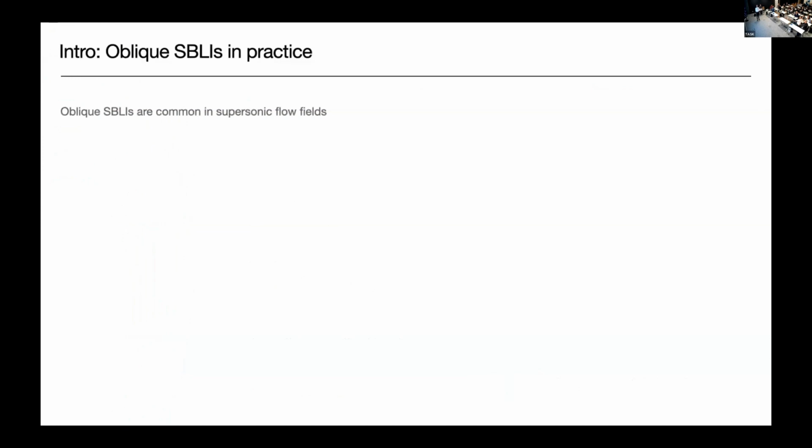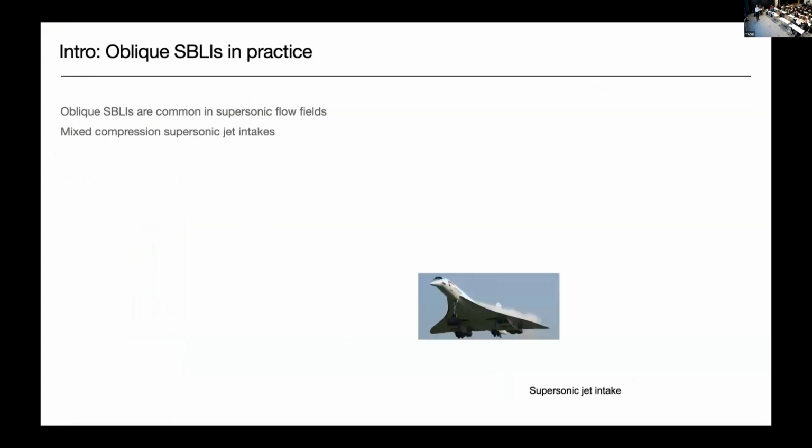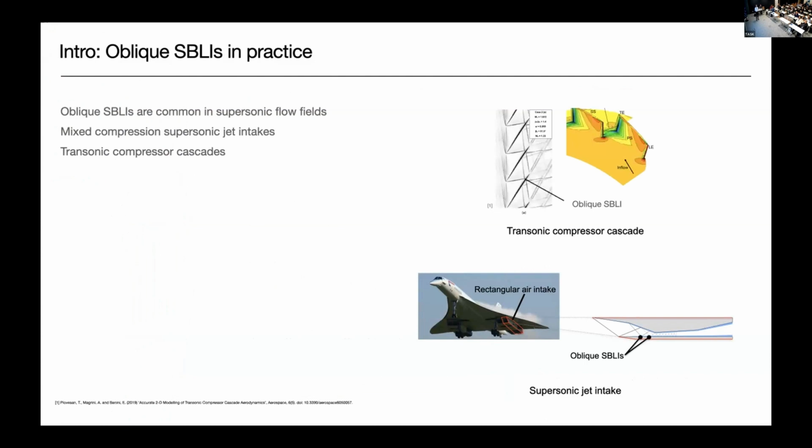Okay, so in practice, oblique SBLIs occur in many supersonic flow fields. For example, in mixed compression jet intakes, such as on the Concorde, where we have a rectangular intake. We then get oblique SBLIs occurring on the floor and on the ceiling. Also in transonic compressor cascades. And in practice, these often occur near to sidewalls. So, for example, in the rectangular intake, we have these sidewalls present, and this results in a three-dimensional interaction.